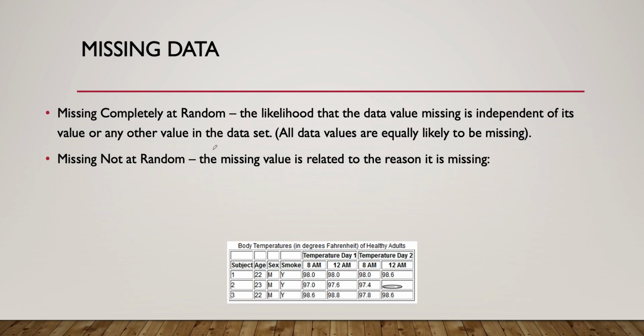But a big problem within data science, or in collecting data in general, is that we could have missing data, and the missing data is not a good thing. It could be something that's completely at random. The likelihood that the data value is missing is independent of its value or any other value of the data set, meaning all data values are equally likely to be missing and it really means nothing at all. Or it's not by randomization, meaning the missing value is related to the reason it's missing.